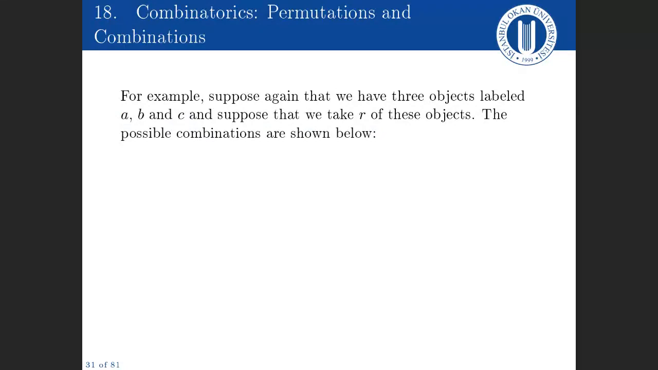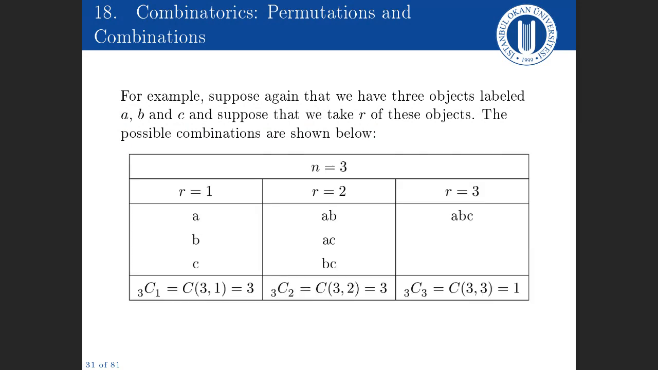So for example, let's just suppose again that we have 3 objects labeled A, B, and C, and let's suppose that we take r of these objects. And I'm going to bring up a table like before. First, let's look at the left column. How many different ways are there to take one object out of 3 if the order doesn't matter? We could take A, or we could take B, or we could take C. So there's 3 different choices. 3C1 is equal to 3.